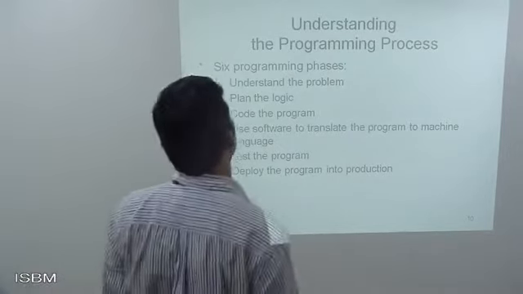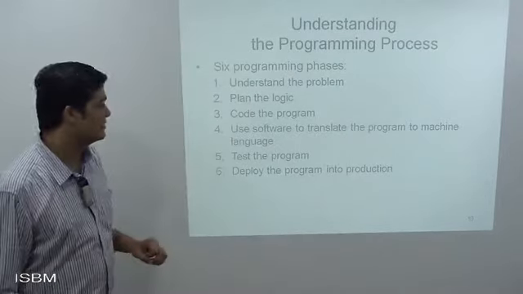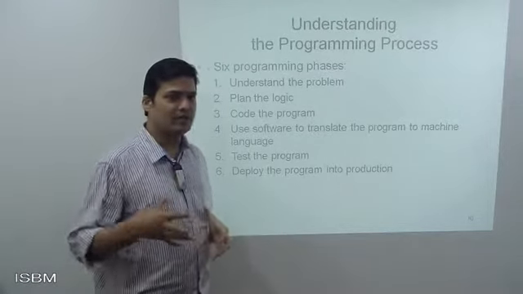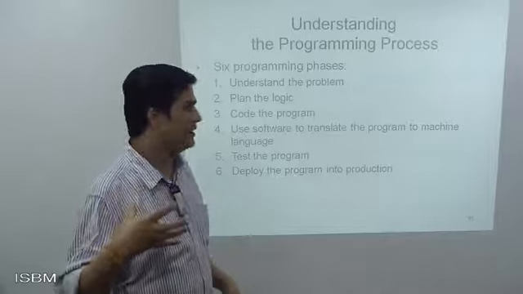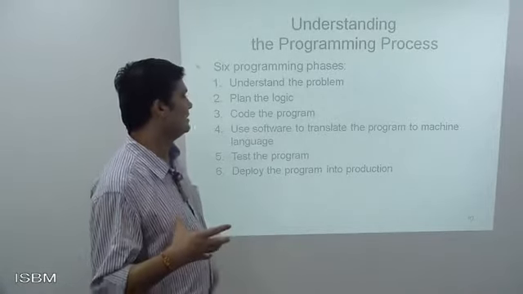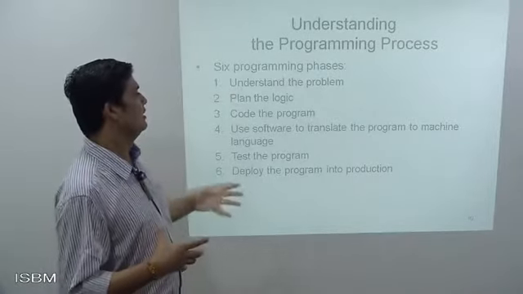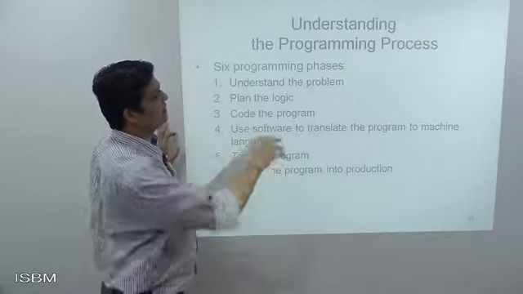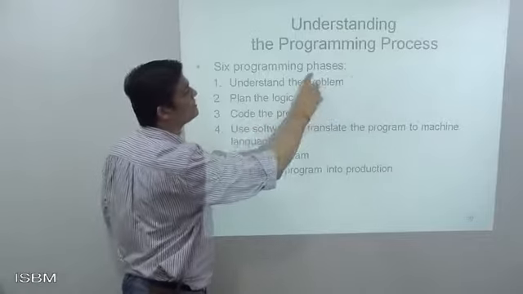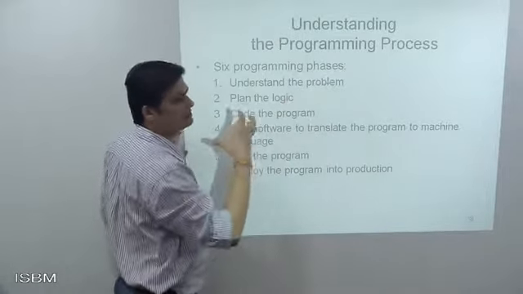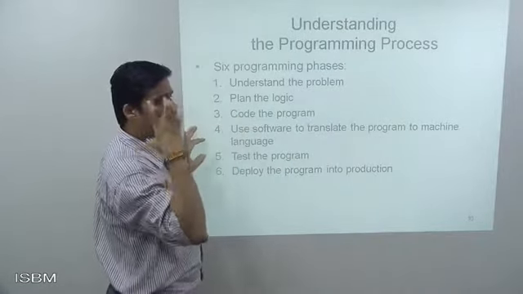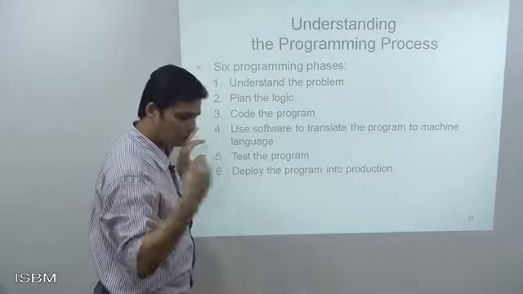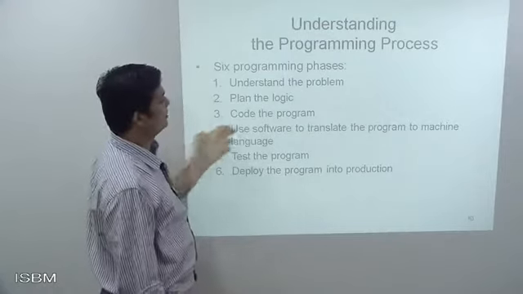Understand the programming process. There are 6 programming phases, starting with understanding the program. First of all, you need to understand the requirement. This is a kind of software development life cycle. You need to understand the problem. Problem is nothing but a requirement. You need to understand what requirement has been asked by the user, for whom we are creating any report or programs.